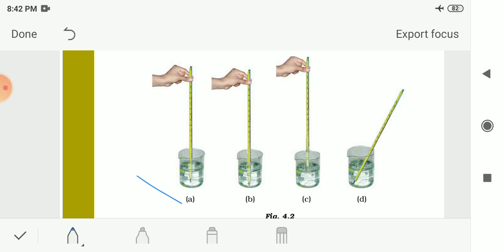In option C, the bulb of the thermometer is not surrounded by the ice, it is quite above the ice, so it is also false. And in option B, we can see that the bulb of the thermometer touches the surface of the container, so it is also a wrong arrangement. So the correct answer is option A.